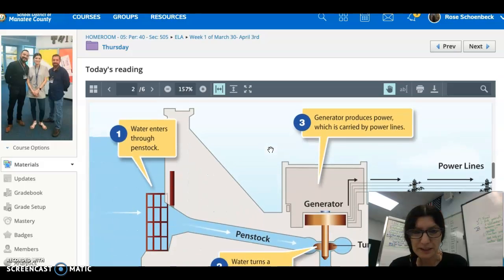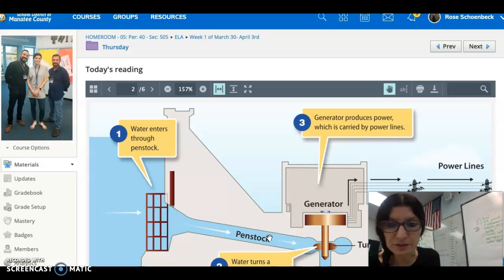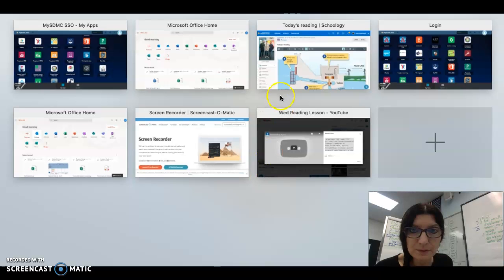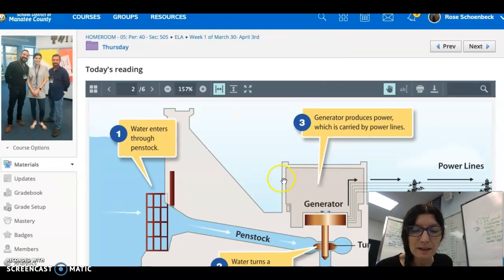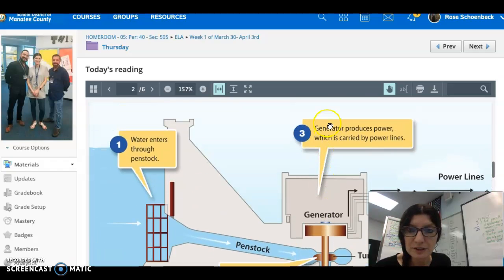There's this picture. It has numbers on it. 1, that's what we just read. The water enters through the penstock. So it's kind of like a trap door, it looks like. And the penstock looks like a little tiny, narrow area that the water can go through. The water turns a turbine propeller so the thing goes round and round. And then the generator produces power, which is carried by the lines.